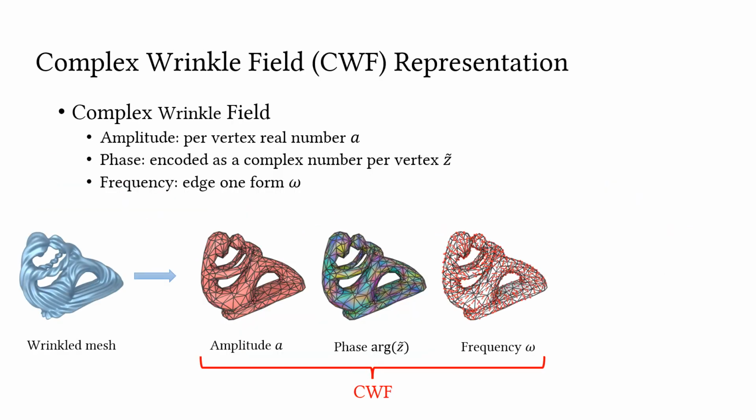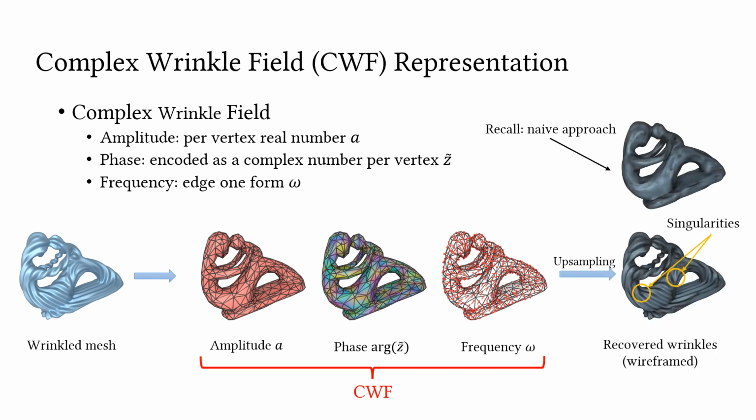To solve this problem, we introduce complex wrinkle fields, which separately encode amplitude and phase on the mesh vertices and frequency on the mesh edges. This extra frequency information allows CWF to resolve fine wrinkles and singularities, even on coarse space mesh surfaces.